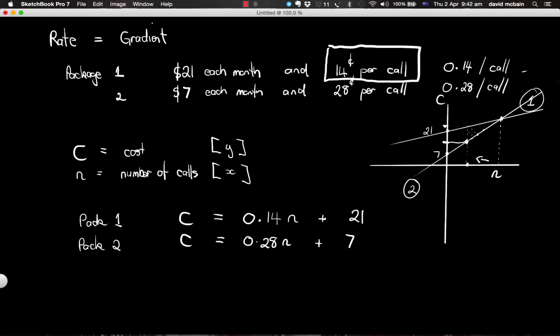So you can see, hopefully, that if I keep my number of calls below this critical value here where the two graphs cross, then package 2 is going to be cheaper. But if I make more calls than this value, say this many calls up here, then you can see now package 2 becomes more expensive. And so that's why this is a really practical example of using linear equations, because if you're comparing phone plans, if you can work out or estimate how many calls you make a month, you can decide which is the cheaper plan for you.